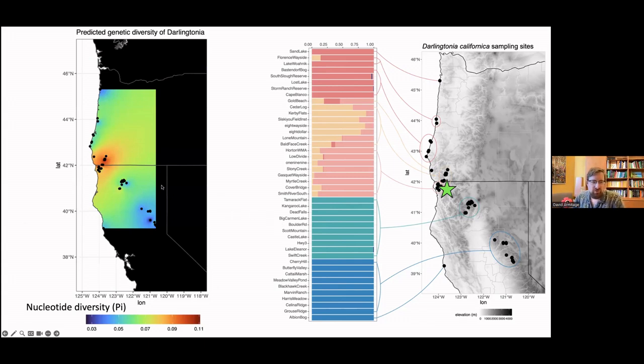We can graph this out too and make a little map of it. Again, this is a graph of genetic diversity of Darlingtonia across space, where the highest genetic diversity is found in the Siskiyou, Northern California, Southern Oregon mountains, with declines going south and north.